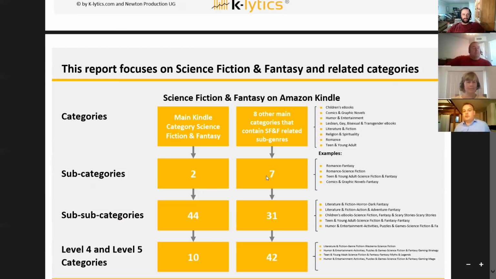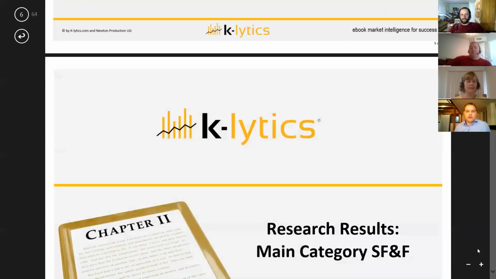But what people often miss is you also find a lot of sci-fi and fantasy categories in the other main categories. So that, just as a side note, opens up like a huge market. For example, you would find dark fantasy in literature and fiction / horror / dark fantasy, as just one of the examples. But if you guys are interested more in what is trending, well, let's have a look here.